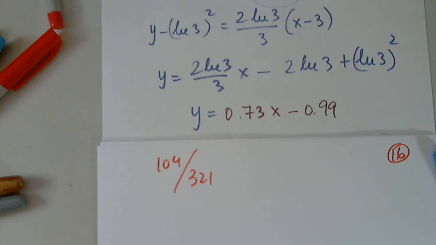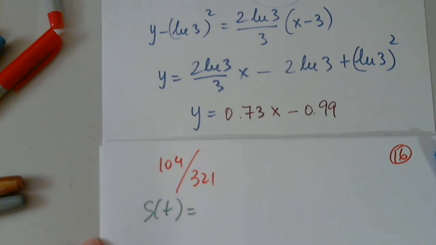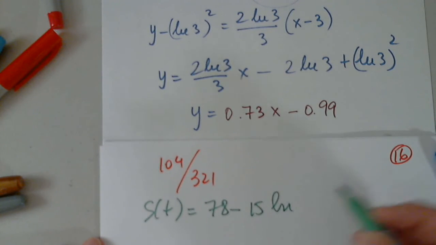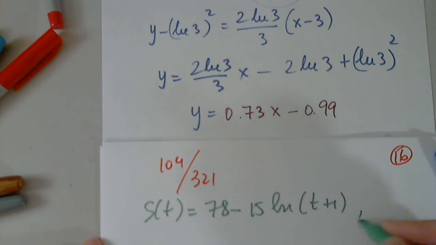As part of a study, students in a psychology class took a final exam. They took equivalent forms of the exam at monthly intervals thereafter. After t months, the average score function of time is S of t equals 78 minus 15 natural log of t plus 1, for t greater than or equal to 0, and t is in months. And this is the score. No measurement unit.